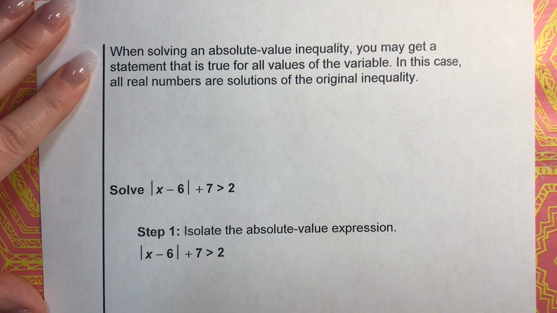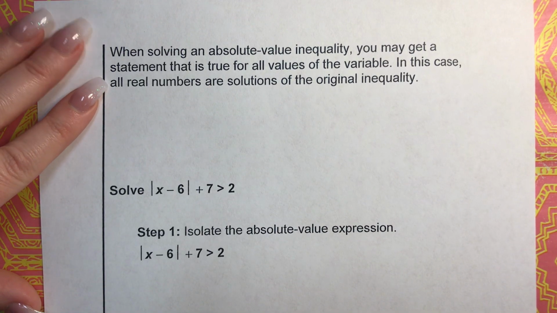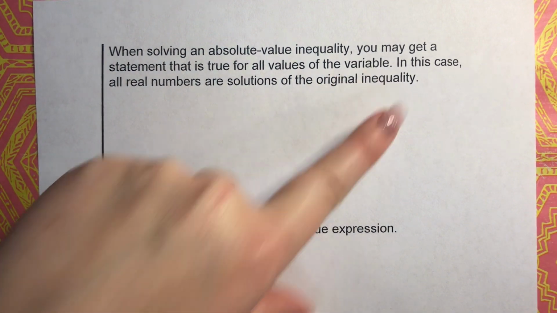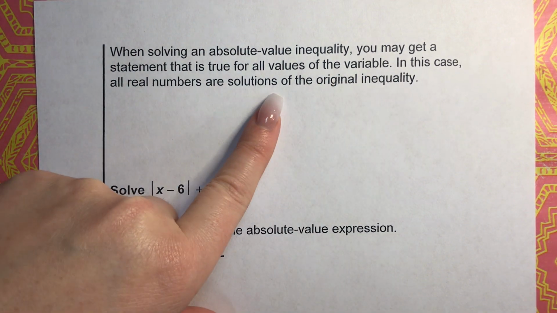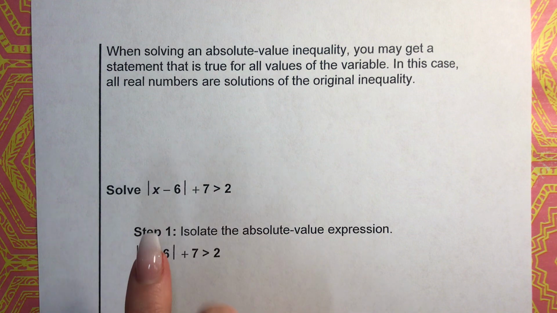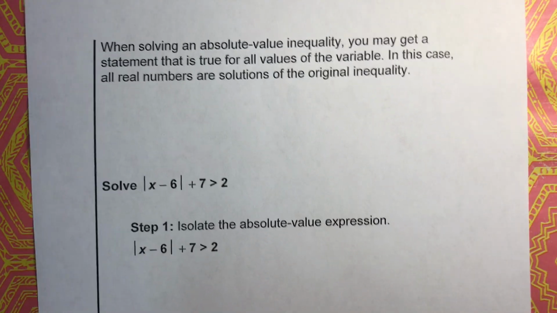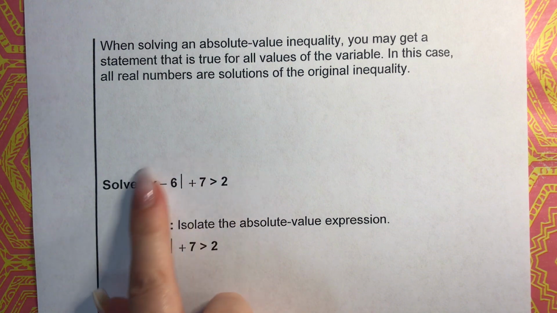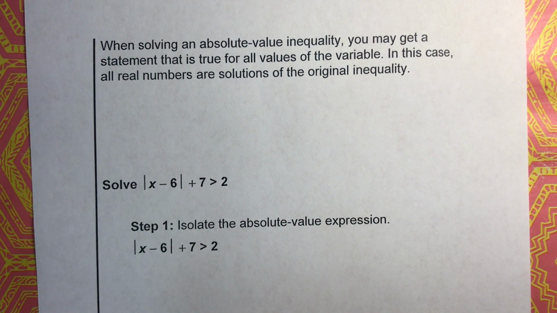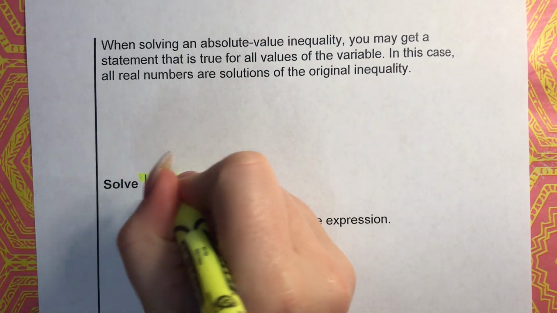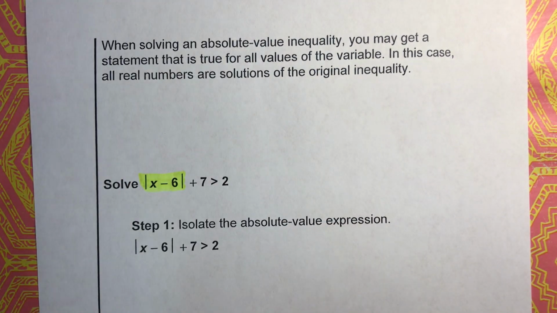When solving an absolute value inequality, you may get a statement that is true for all the values of the variable. In this case, all real numbers are solutions of the original inequality. All right, so let's go ahead and look at an example and see what we are talking about here. So we're going to solve this, and we're just going to use the same process that we have done previously. We are going to isolate this absolute value expression, okay?